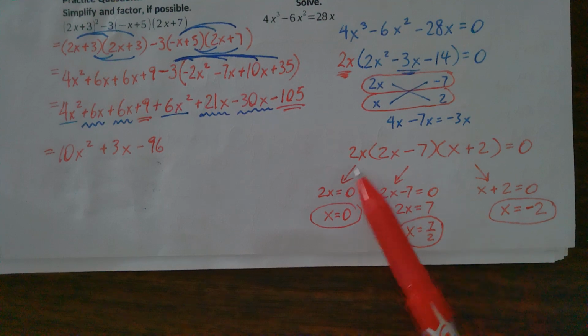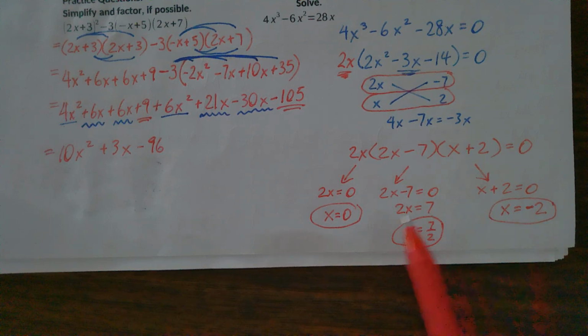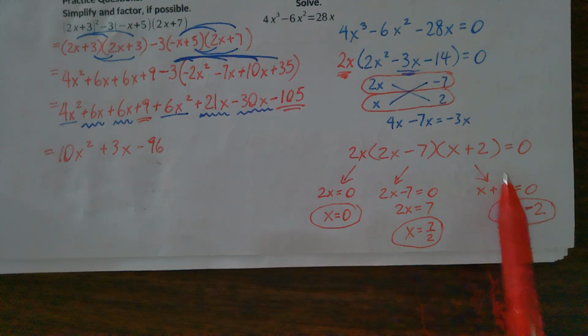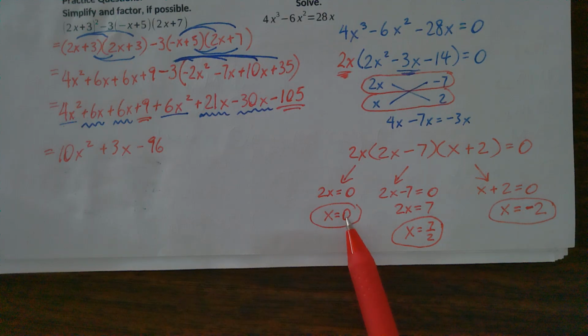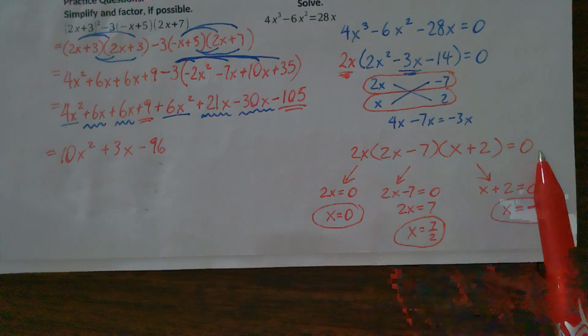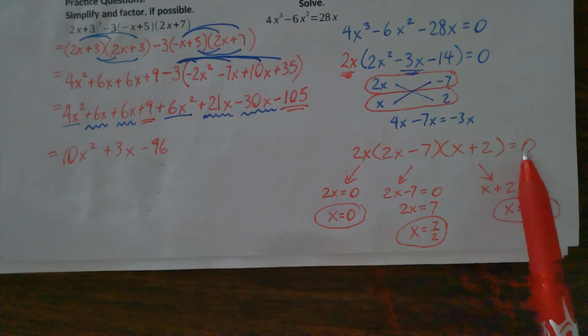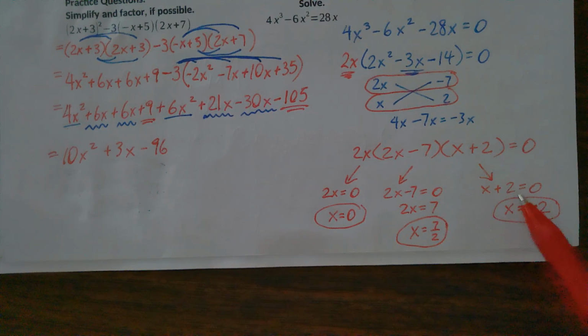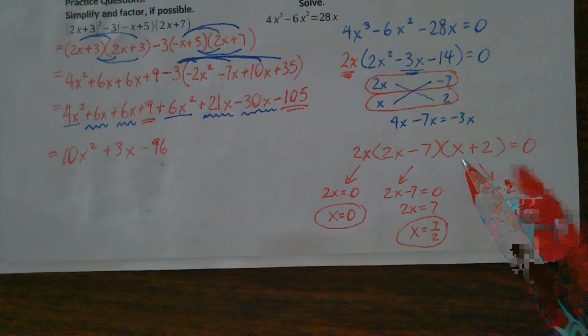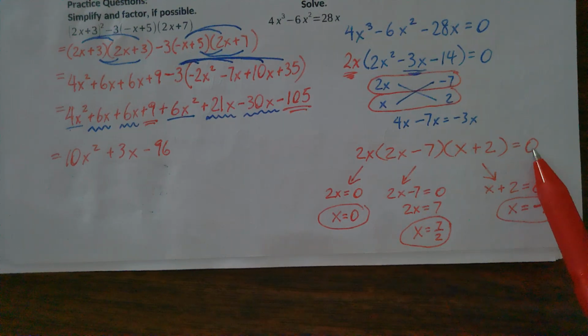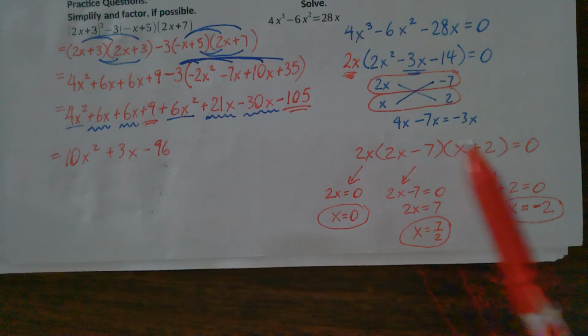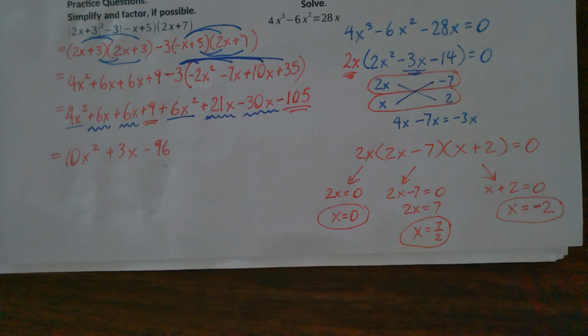Okay, and then you do your 2 arrows. In this case, you have 3 factors. So that means if x is 0, this whole thing is true. When x is 7 over 2, this whole equation is true. When x is negative 2, this whole equation is true too, because as long as one of these is 0, anything times 0 is 0.